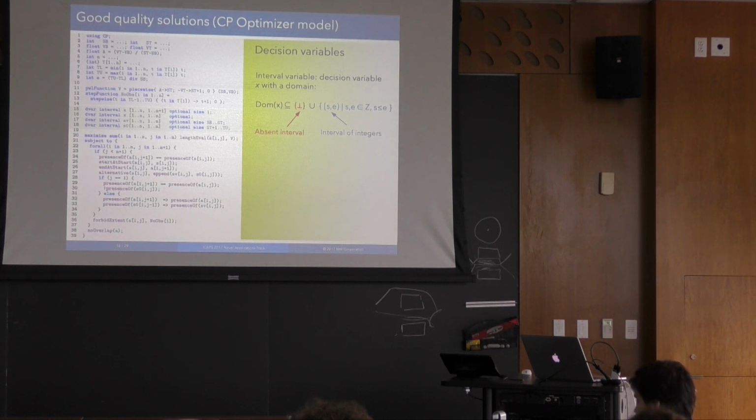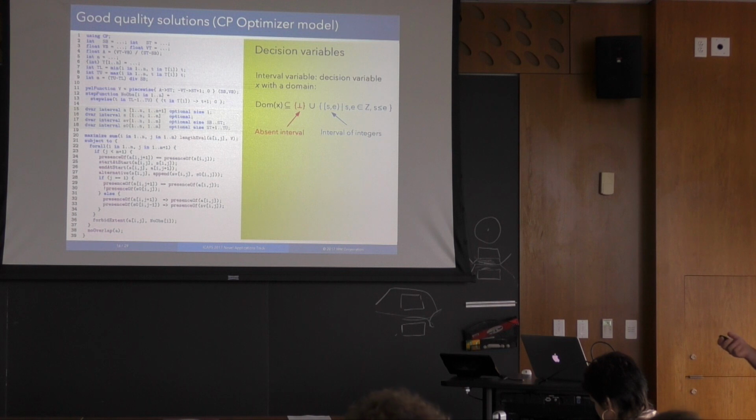Actually, one of the originalities of CP Optimizer as a model is that it introduced the notion of an interval variable. An interval variable is a decision variable in the problem, so its value at a solution is an interval of integers, but we also have the notion of optionality. So an interval variable can be optional. It means that there is an additional value in the domain of the variable. That means that the interval is absent. So as all of you here know planning very well, this kind of means that the action is not in the plan. Okay, so it's pretty easy to understand.